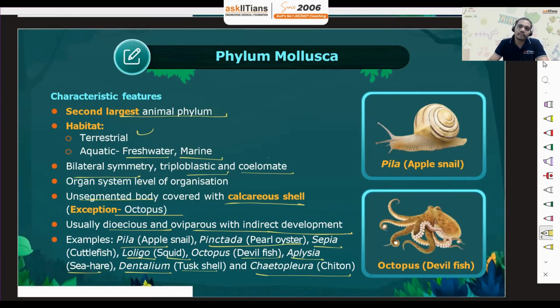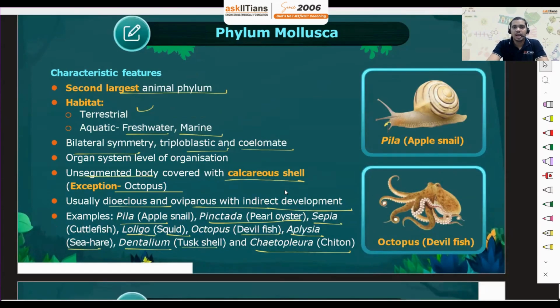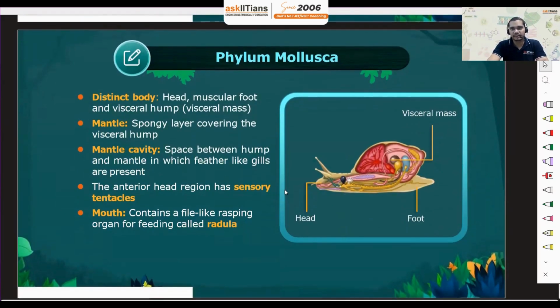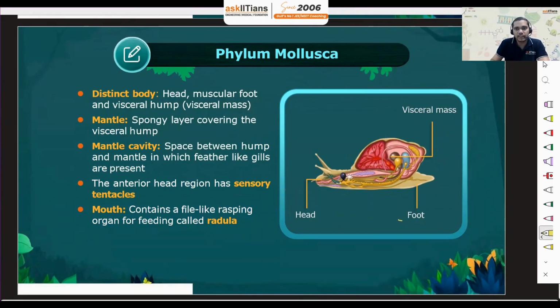Now this apple snail, or the snail, has a radula-like thing, a grasping organ for eating. So let's discuss that. Phylum Mollusca has a distinct body, head, muscular foot. Head will be there, muscular foot will be there, and they have a visceral mass, also called a visceral hump. Mantle, not mental, it's a mantle.